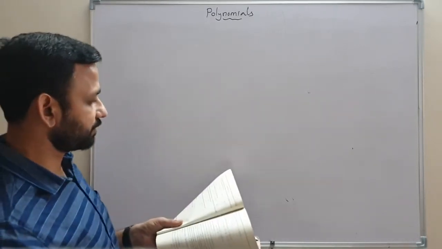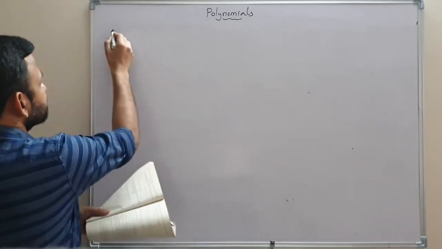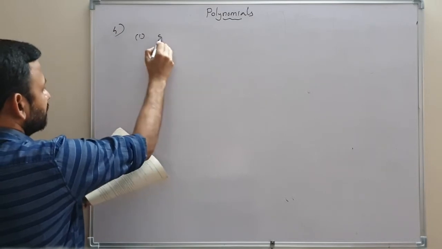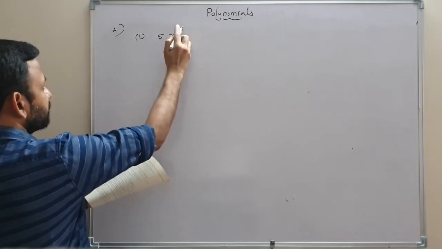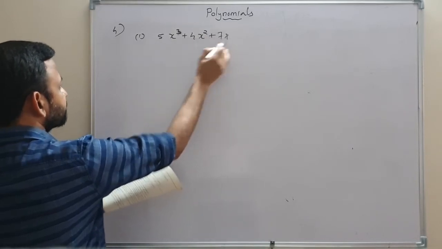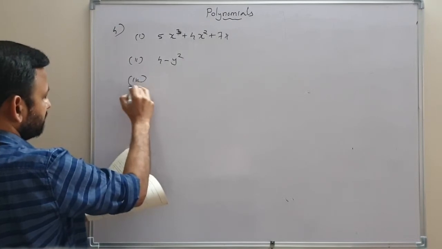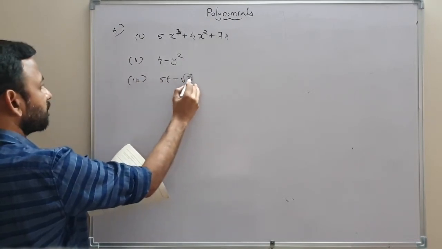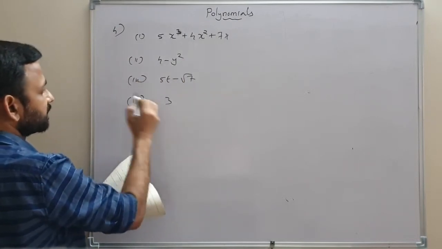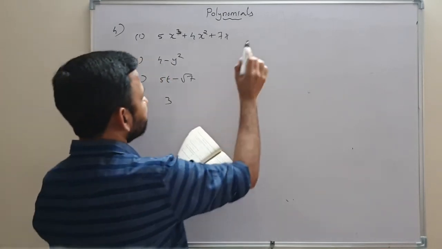Now we are going to do the fourth one. Write the degree of each of the following polynomials. Fourth one: first, 5x cube plus 4x square plus 7x. Second, 4 minus y square. Third, 5t minus root 7. Fourth, 3. So here we need to find the degree of the following polynomials.